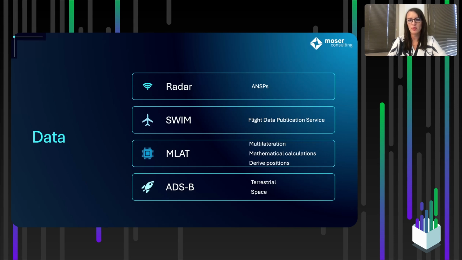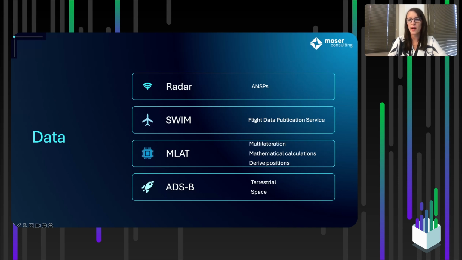ATC radar provides positions and flight plan information from air navigation service providers. It also provides flight plan information, including real-time departure, arrival, and delay information, as well as flow management and delay program messages.